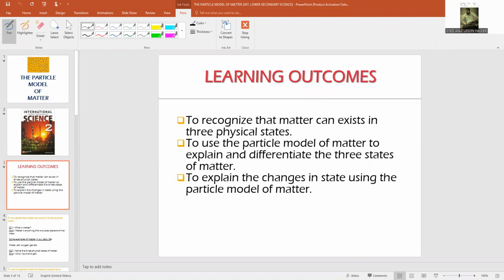I have randomly selected the learning outcomes from this topic: to recognize that matter can exist in three physical states, to use the particle model of matter to explain and differentiate the three states of matter, to explain the changes in state using the particle model of matter.